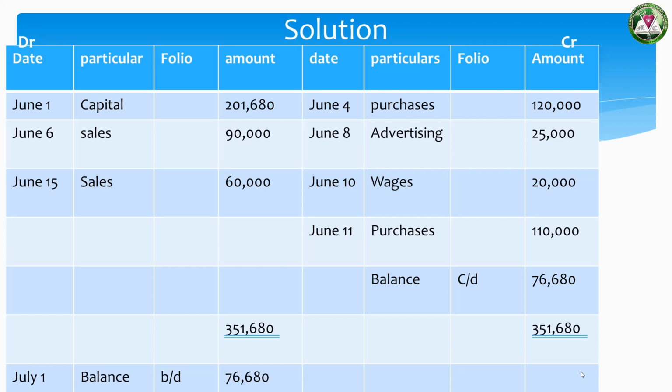Then, another transaction is June 15. What happened? Sold tape recorders in cash. A debit entry or a credit entry? Debit entry. Very good. You write sales. Then under the amount column, you write 60,000 naira. Is there any other transaction? No. Very good. There is no other transaction. It means that you are paying attention. Thank you for that. Then, what next are we to do?